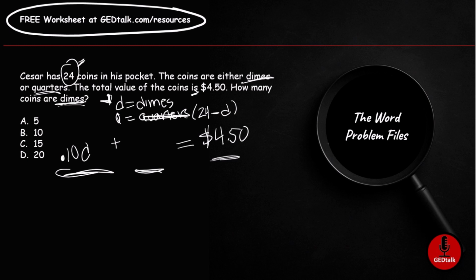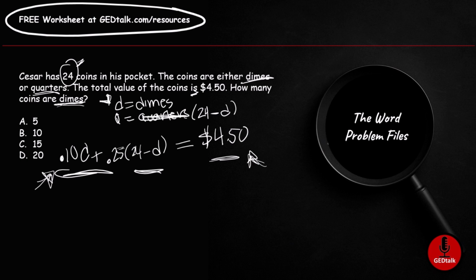So I'm not going to just do 10 cents times D plus Q, because then how are you going to know what D or Q is? You just have variables there. But instead of the Q, I'm going to do 0.25 times 24 minus D equals $4.50. Now I can start solving this expression.